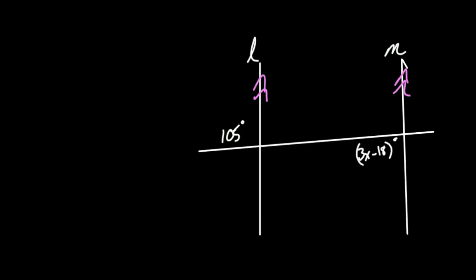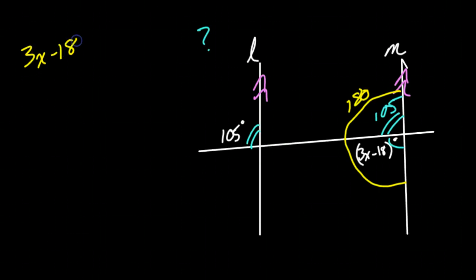How can I prove L and M are parallel? Well, I've got alternate. Oh, wait a second. I don't have interior angles. I don't have exterior angles. So what kind of angles do I have? Not really a name for these. But I could use the corresponding angles idea. If that one's 105, its corresponding angle also has to be 105. Now I can go so far as to say that 105 and 3x minus 18 make a straight line. They're supplementary, so they have to add up to 180. So just because there isn't a specific name for them, sometimes we can still use it.